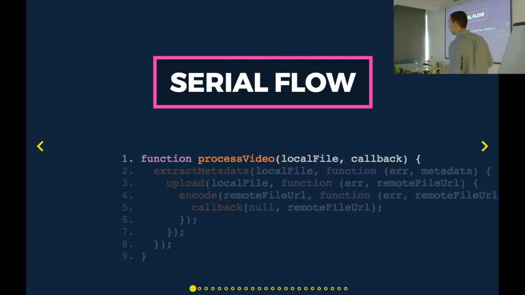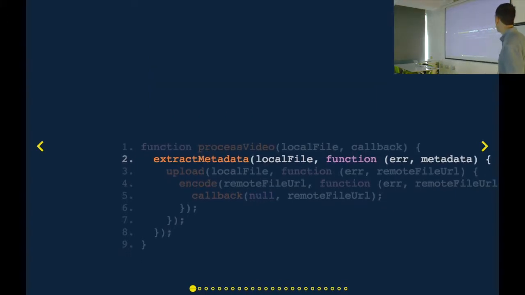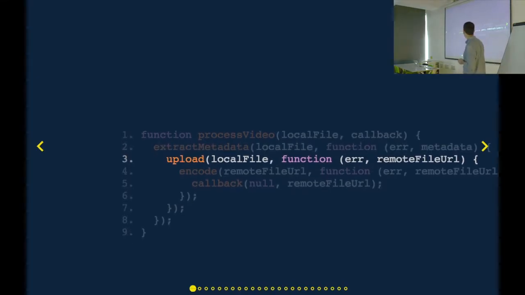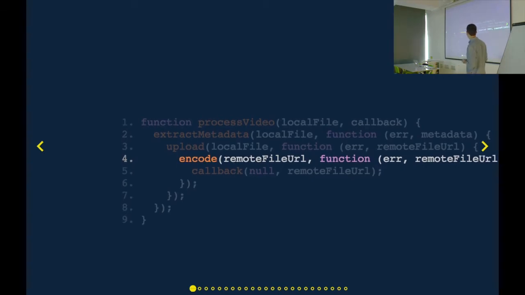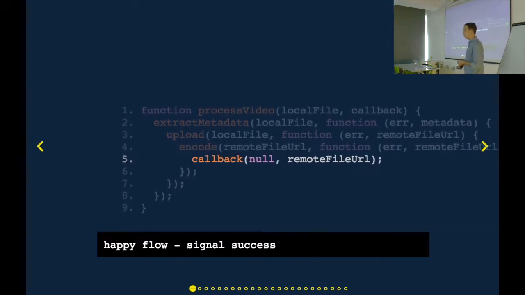So with serial flow, let's call this function process video. We'll get a reference to the local file, and we'll get a callback to call when the entire process is completed. It will call a series of functions serially, meaning it will call extract metadata, and when that is done, it will invoke this function callback, and then it will invoke the upload function, and then when that's done, it will initiate the encoding on the server side, and when that's done, it will call a callback. Happy flow, all good.